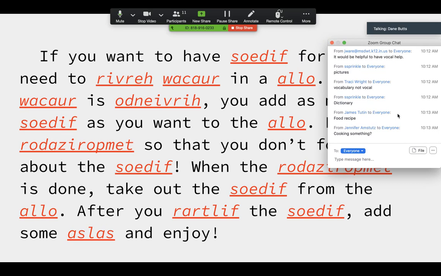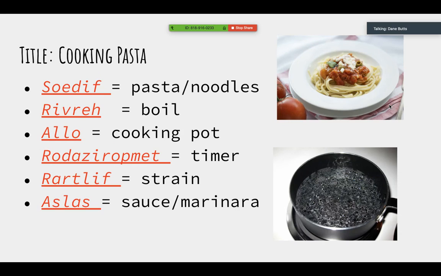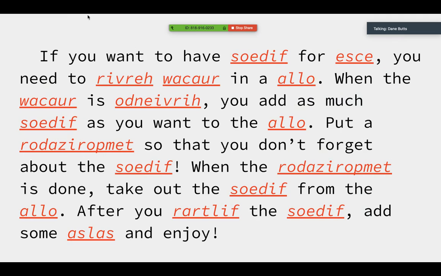Tutton, food recipe, cooking something. Yeah, cooking. Richard. So you guys are definitely the cooks in your house. That is a food or a reading passage that is about cooking. If you were not a home cook, you might not really be able to pull even that little bit of context out of this.